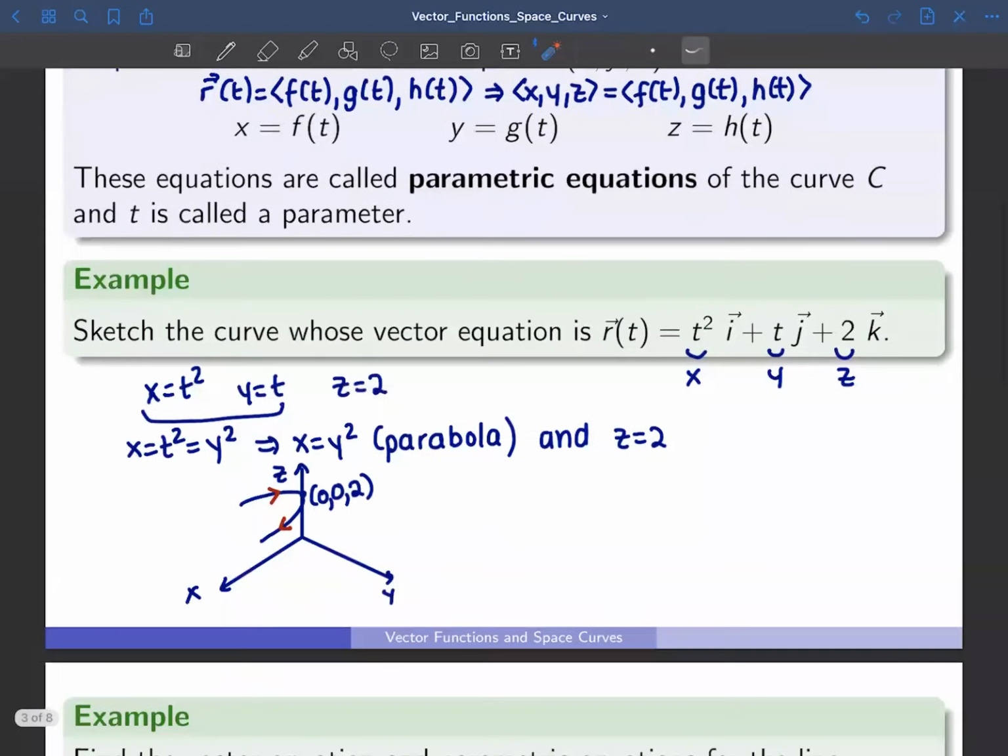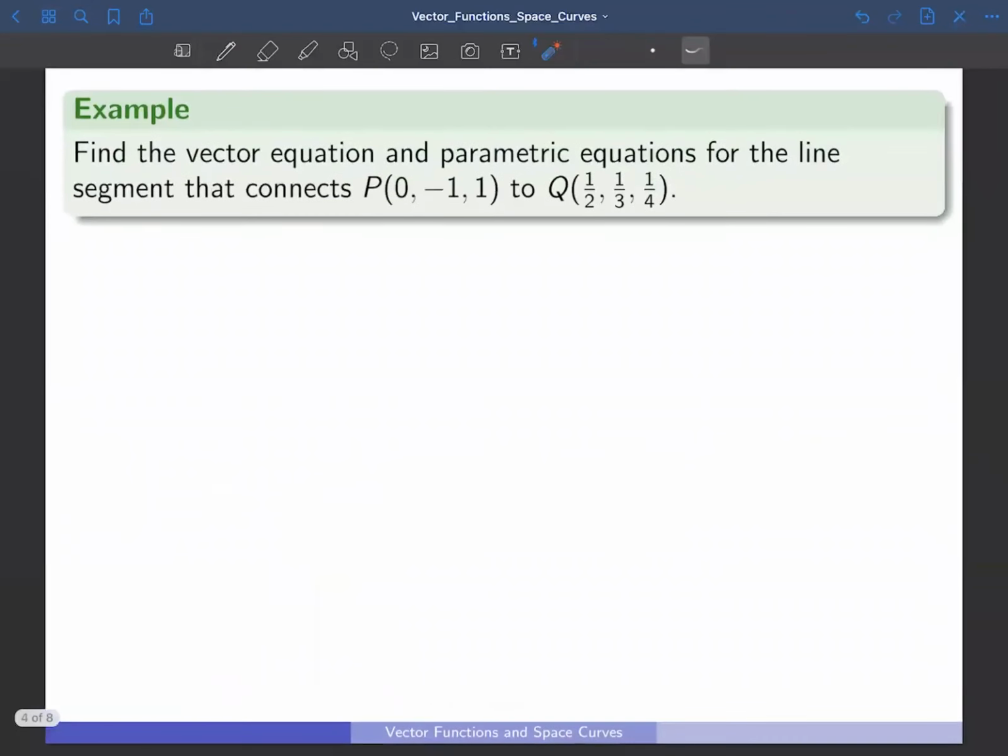Let us now see another example. We're asked to find the vector and parametric equations for the line segment that connects the points P with coordinates 0, -1, 1, and Q with coordinates 1/2, 1/3, 1/4. The first thing that we need to find here is the position vectors that point at the points P and Q. For the position vector that points at the point P, let's call it r0, which is equal to the position vector OP. This is equal to the vector with components 0, -1, 1.